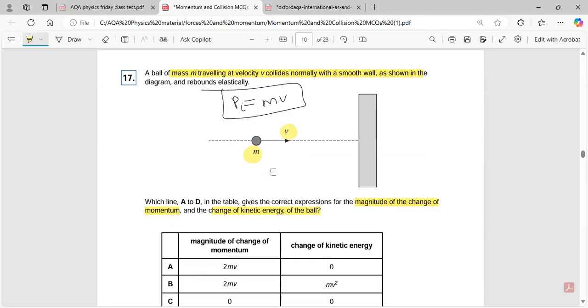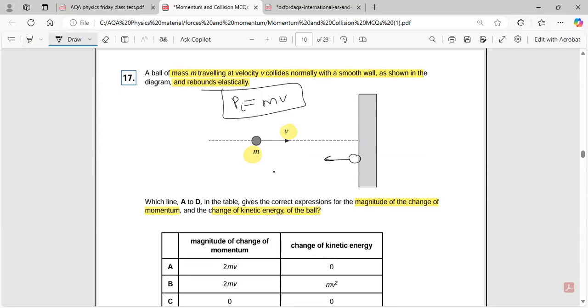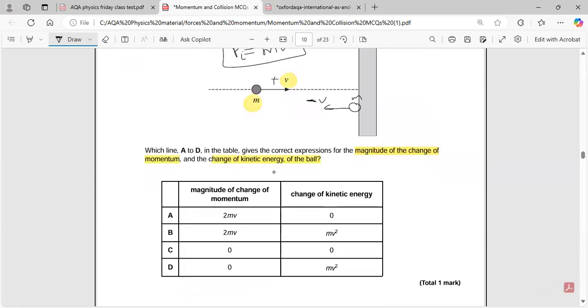Anything given? Yes, it rebounds elastically. Elastically means that when it rebounds, its velocity remains the same. The only thing is you put a negative sign because the right side is positive and the left side is negative. This is the same question we have done a couple of times. The change in speed is zero, because in an elastic collision there is no loss of kinetic energy. So B and D are gone, because if it is an elastic collision, the change in kinetic energy of the system is zero. And the change in momentum is 2mv.